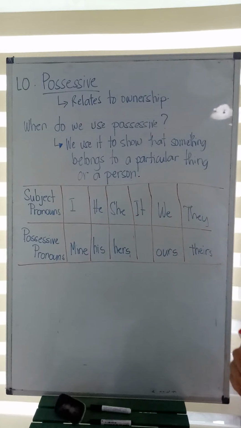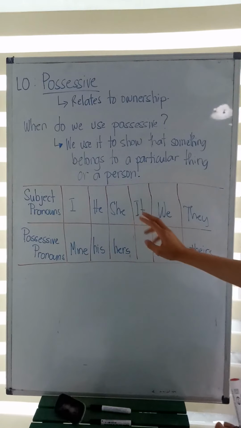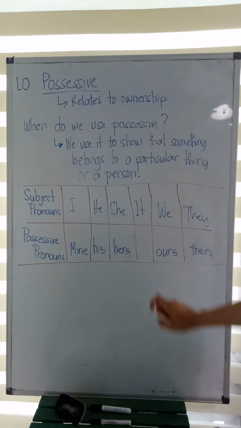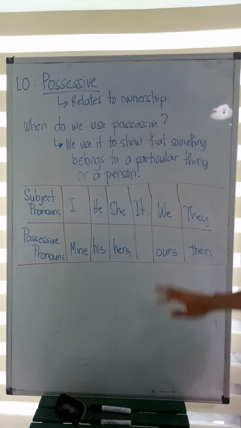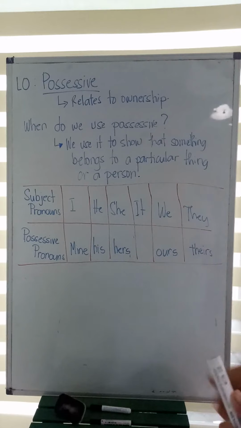For it, we don't really use an equivalent possessive pronoun because it will belong to our next topic, that is possessive adjective. But since now we're focusing on possessive pronouns, we are not going to discuss the possessive pronoun for it because we don't really use it. For we, it's ours. For they, it's theirs. When you use possessive pronouns, you should use it at the end of a sentence.